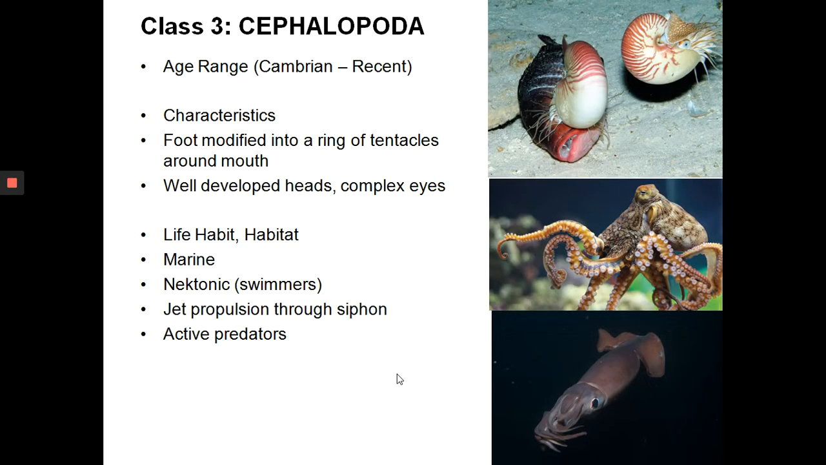So let's look at class Cephalopoda. This includes modern day animals such as squid, cuttlefish, sotong, octopus, and also the shelled nautilus. Now, this is not an extinct organism, this is still living today. So let's look at the characteristics. The age range is from Cambrian to recent, still around today.